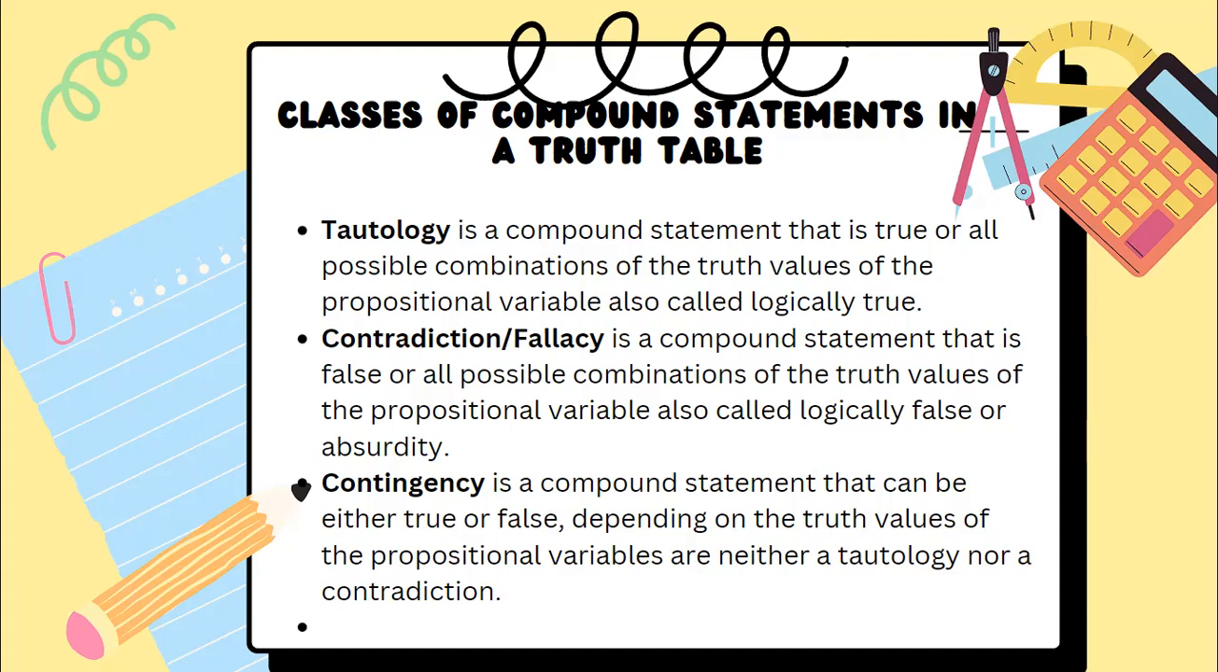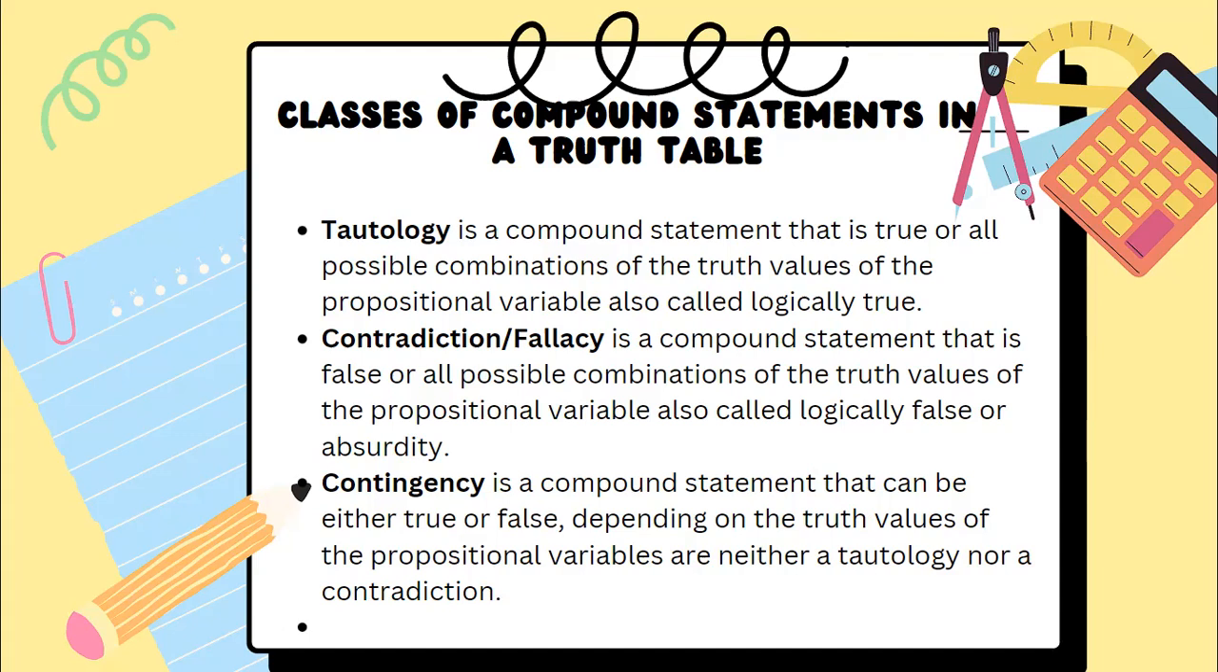Now, next, we have contingency. It is a compound statement that can be either true or false. Again, it is either true or false, depending on the truth values of the propositional variables; it is neither a tautology nor a contradiction. Ibig sabihin, hindi siya tautology at the same time, hindi rin siya contradiction. So kapag titignan niyo ito sa inyong truth table, yung pinaka-last column ng table ninyo ay combination of true and false. So it means nag-occur both true and false. So that will be contingency.